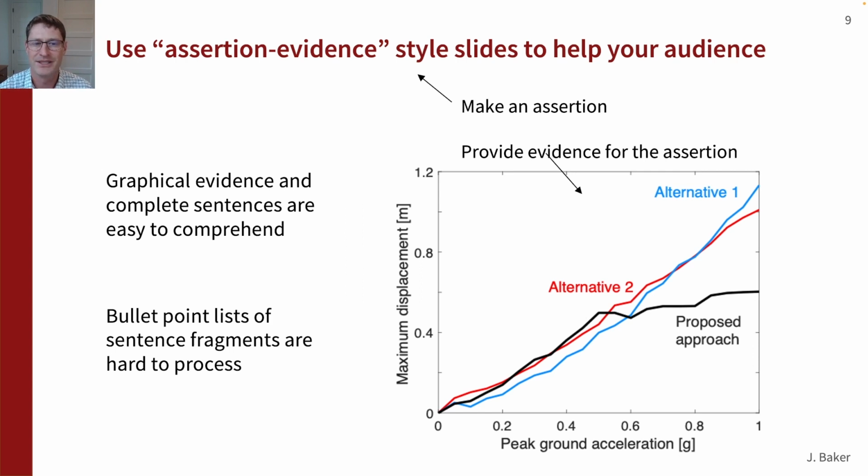And then you're going to use complete sentences to provide that evidence or to make statements as well. So you don't want to work with just little sentence fragments. Again, it's really hard for the audience to process those, and it's harder to comprehend. So when you work with these complete sentences, make an assertion, provide the evidence, it's really easy for the audience to follow along with your story and understand what you're doing and what you're trying to tell them.